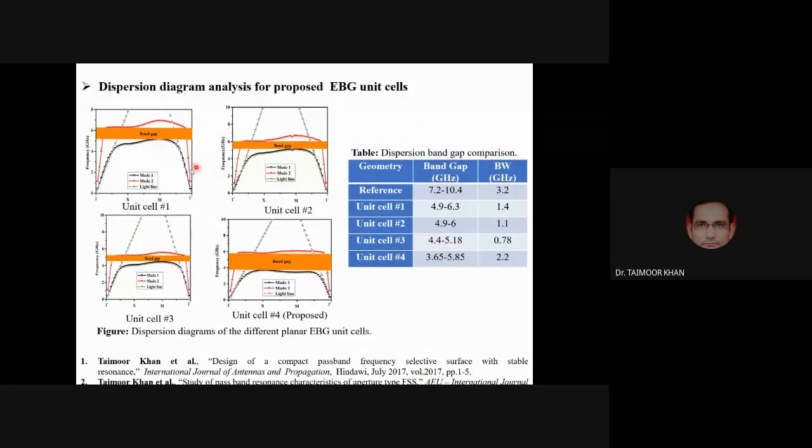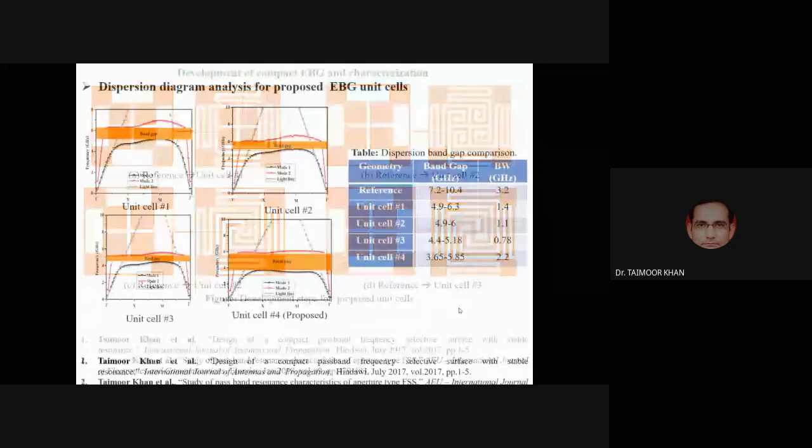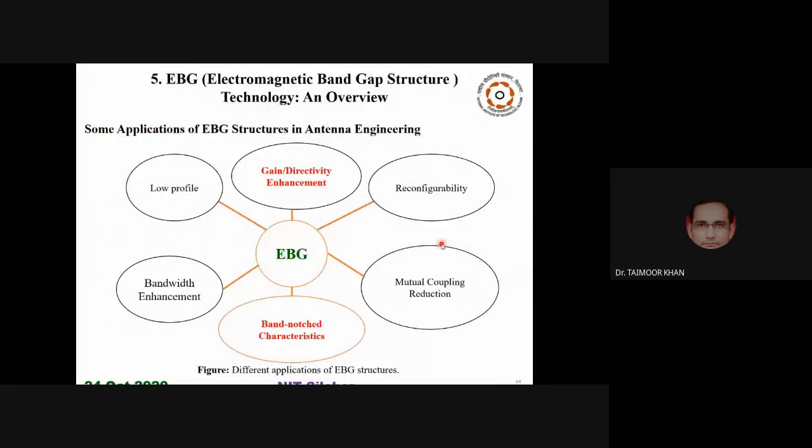Then come to the results. Here is the dispersion diagram analysis of these four unit cells. What four unit cells? These four: 1, 2, 3, and 4. If we summarize this graphical form into tabular form, then in the reference form, the same size, it was 7.2 to 10.4 gigahertz, a 3.2 gigahertz band. Here that band is reduced to this one, and the bandwidth is also different. We have achieved different levels of compactness in between. That is just one comparison from the reference to unit cell 4. The reference to unit cell 1, reference to unit cell 2, reference to unit cell 3, you can compare yourself.